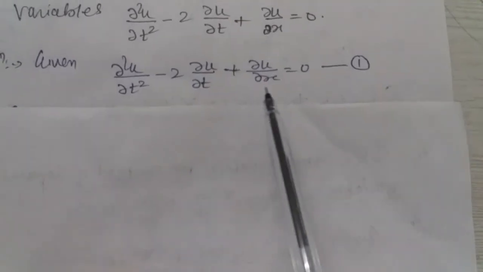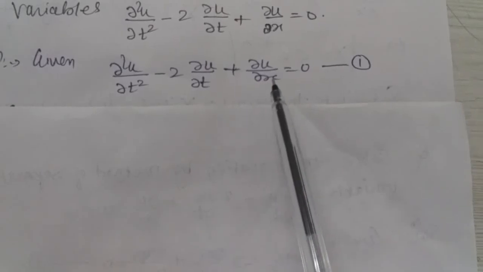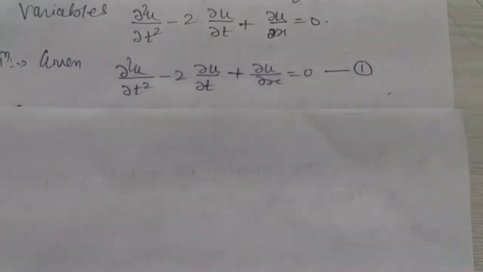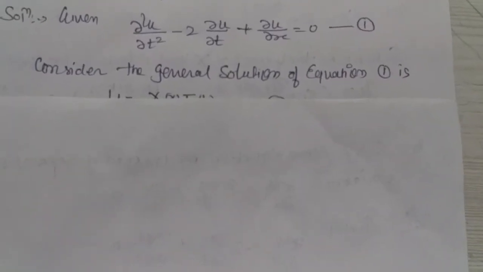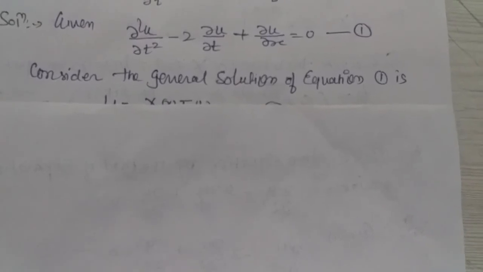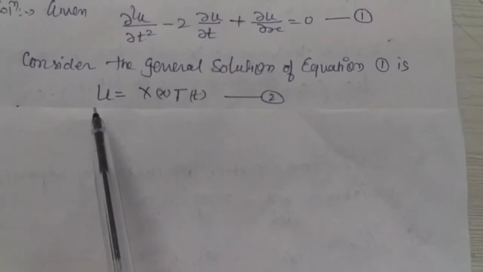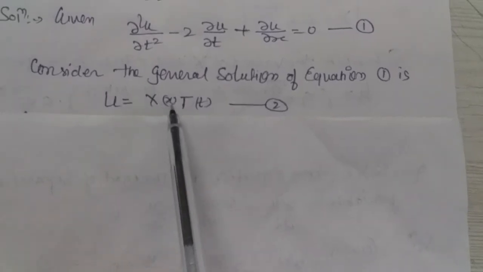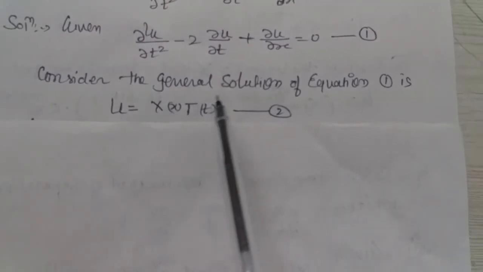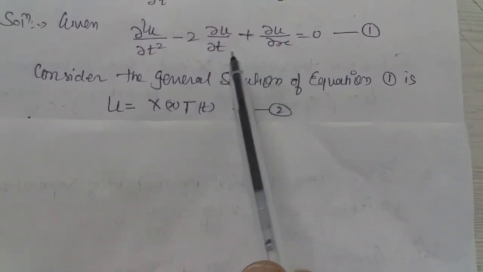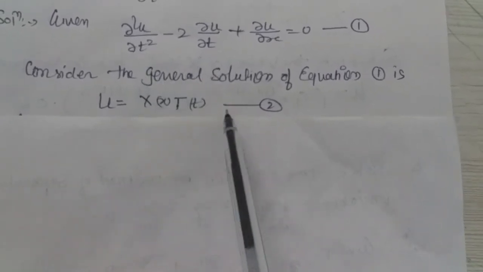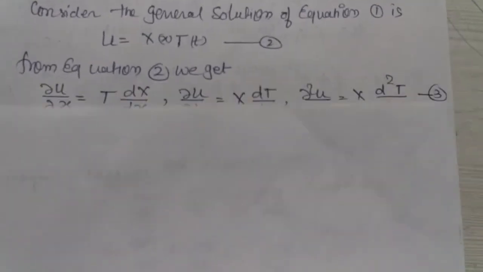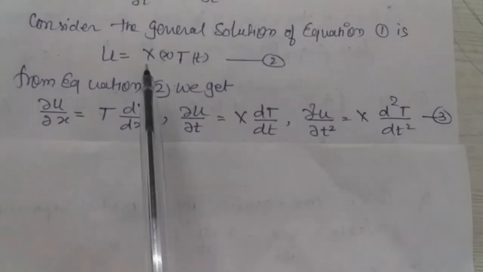And since this equation contains two independent variables, x and t, we consider the general solution of equation first as the product function of independent variables. So consider the solution is u equal to function of x into function of t, that is u equal to X times T. Now we calculate the partial derivatives del u by del x, del u by del t and del 2u by del t2 from this. So first we calculate del u by del x, the partial derivative of u with respect to x.